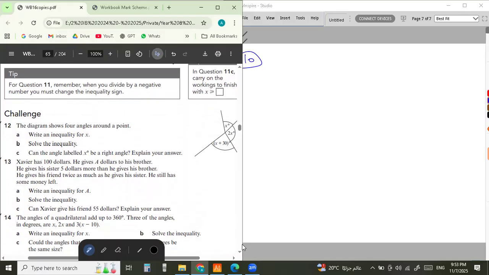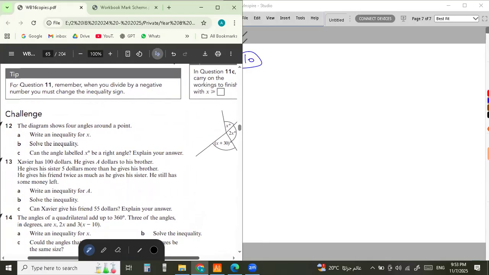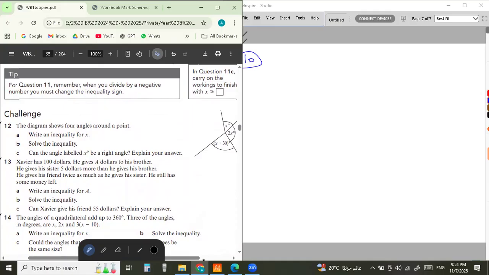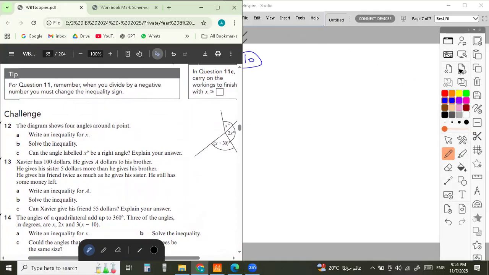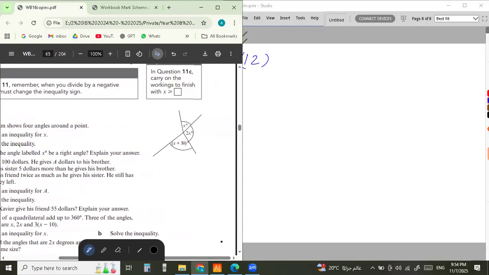Here's the challenge section. Write an inequality for x, and they're giving you this diagram, and they are requesting that you solve the inequality. So, question 12. They want an inequality for x. Look at this. One fact that I know from this diagram is that this plus this one that we do not know plus the last angle over there, all of them make 360 degrees. They make a full turn, which is a full circle, 360 degrees.